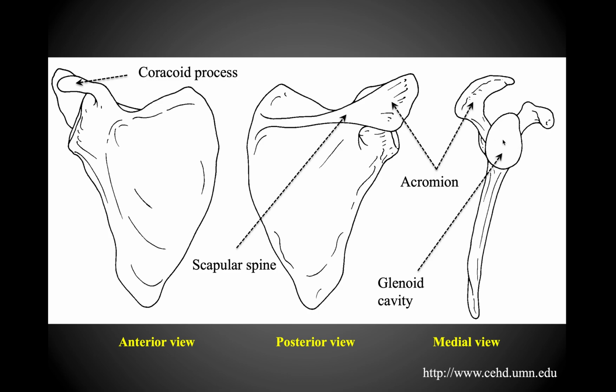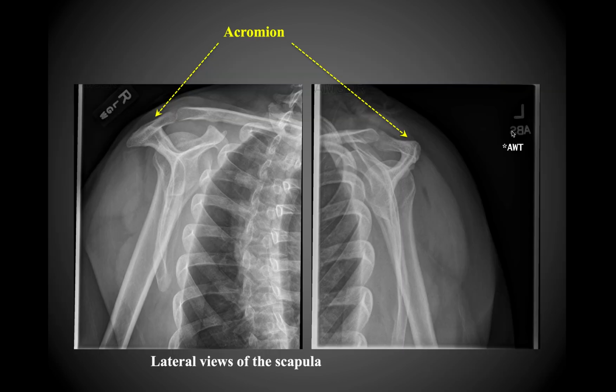And so one thing I wanted to point out on this medial view that we'll be able to appreciate on a lateral radiographic view is that the acromion and the coracoid process make this sort of Y shape along with the body of the scapula. And so the lateral view is what we call the Y view of the shoulder.